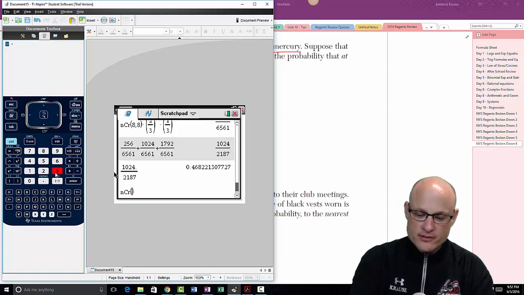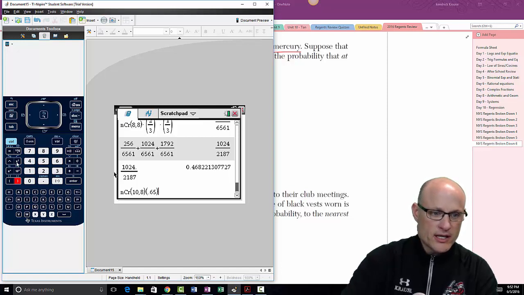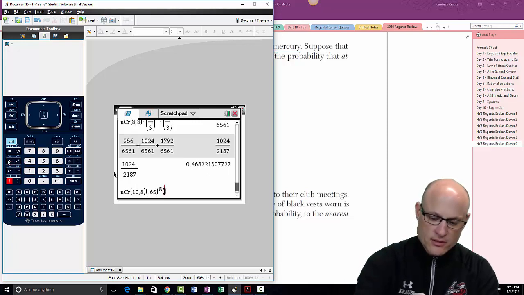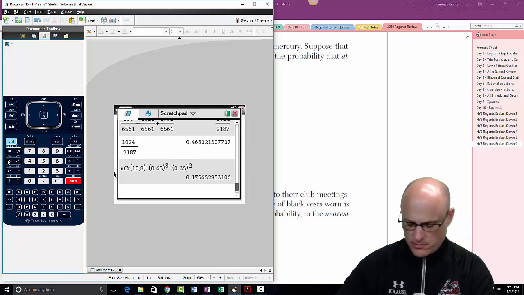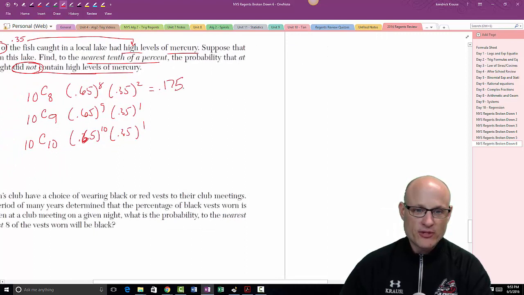Menu 5, 3, 10, comma, what was the first one? 8, parenthesis, 0.65 to the 8th. Then 0.35, oops, forgot the decimal. That would be a huge problem. Squared. So we get 0.1756529. You're not going to use these numbers anyway.